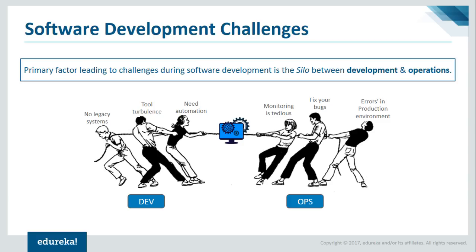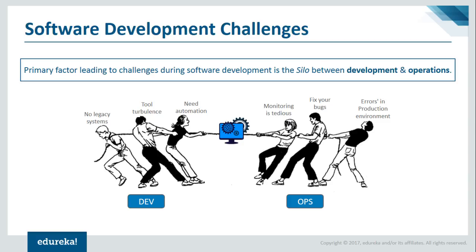Some features might not work even though it's working perfectly at the developer's end. So developers would be complaining that it's your system that's causing the problem, and the operations would say that no, it's your code. So this is a very common analogy that comes with the software development challenges over the years, and this is what has caused DevOps.